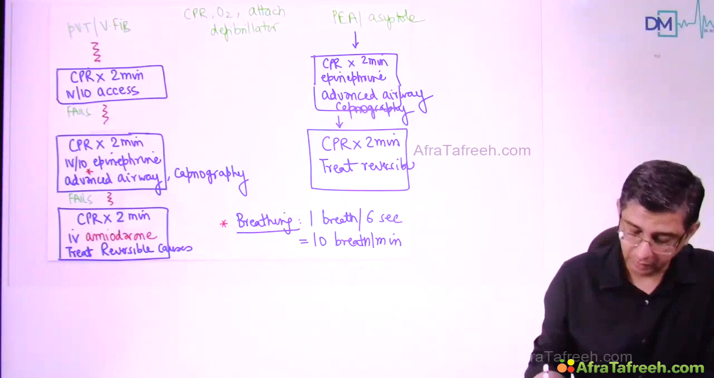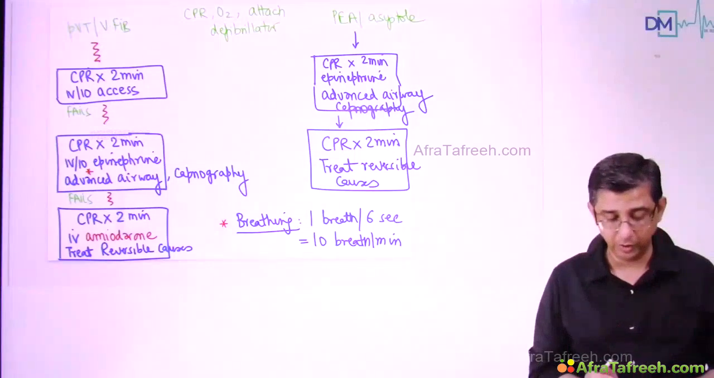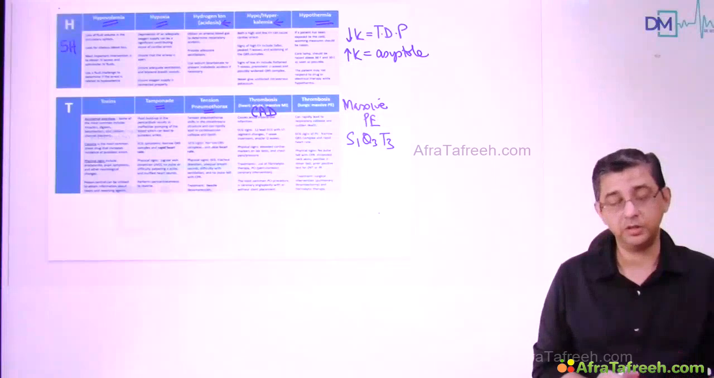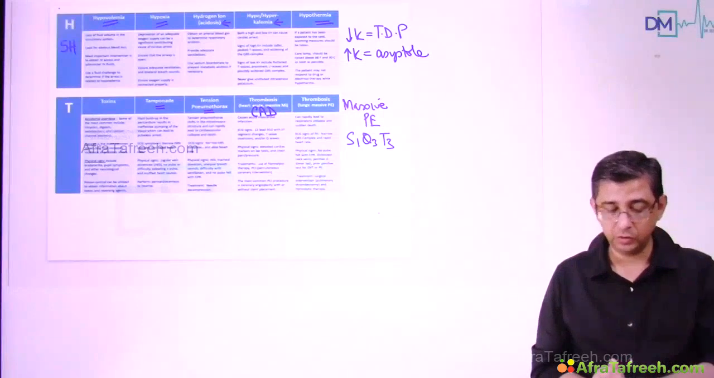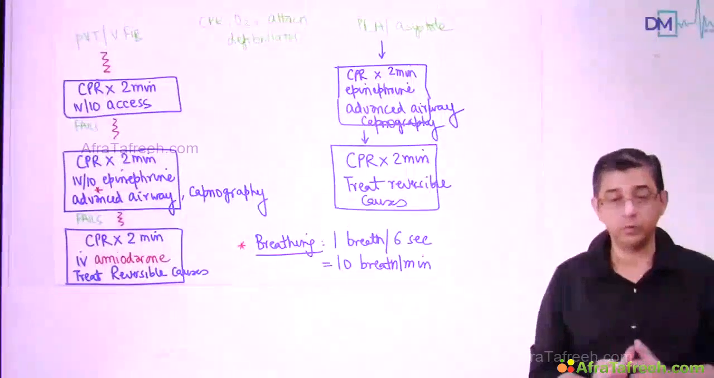Most of the time, your thought process for reversible causes should mainly focus on the hypovolemia component, as I explained to you. In case the heart is empty, you need to give fluid resuscitation. If it is hypothermia, you need to go for active rewarming of the patient. So in the Hs, the first two things to always consider are hypovolemia and hypothermia. And if they're taken care of, you can definitely improve the patient.